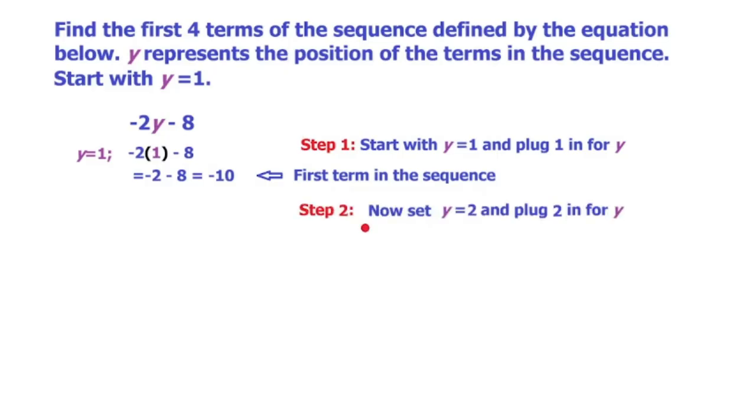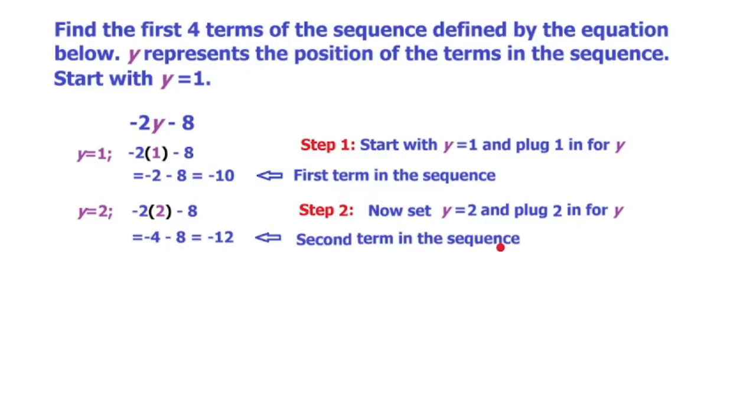Step 2. Now we set y equals 2 and plug 2 in for y. So now for y equals 2, we put in 2 in for y. Minus 2 times 2 minus 8. So we know minus 2 times 2 equals negative 4. And then we subtract 8, which gives us negative 12. And this is the second term in the sequence.